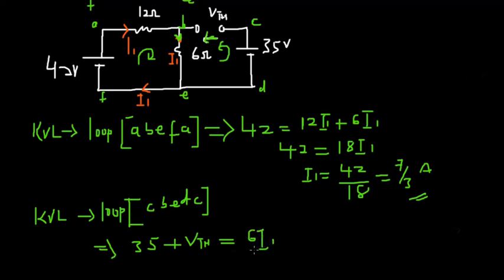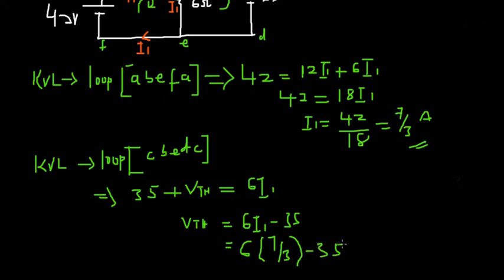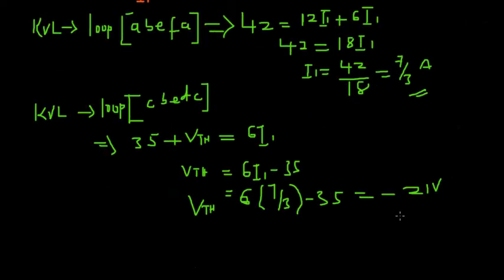So we have 6I1. Now we already know what I1 is, but let's make VTH the subject first. So we have VTH equal to 6I1 minus 35. We know that I1 is 7 on 3, so we have 6 times 7 on 3, minus 35. When you do this calculation, you get minus 21 volts. Our VTH is minus 21 volts.